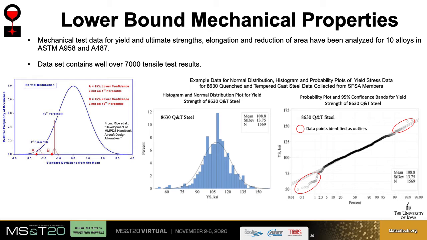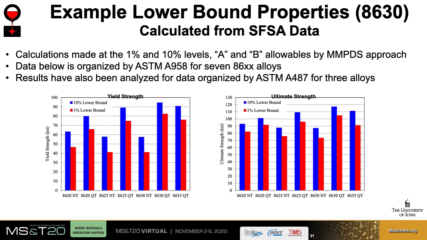The plot in the center shows the normal distribution of the yield strength for our quenched and tempered 8630 dataset. The average yield strength for this dataset is around 109 ksi with a standard deviation of about 14 ksi. Looking at the probability plot on the right side, there are some data points that are beyond the plus minus 3 sigma, or 3 times the standard deviation.